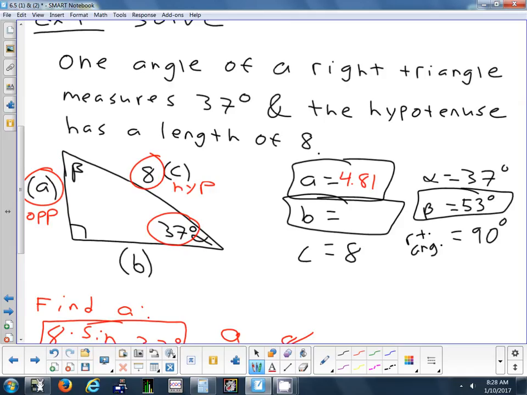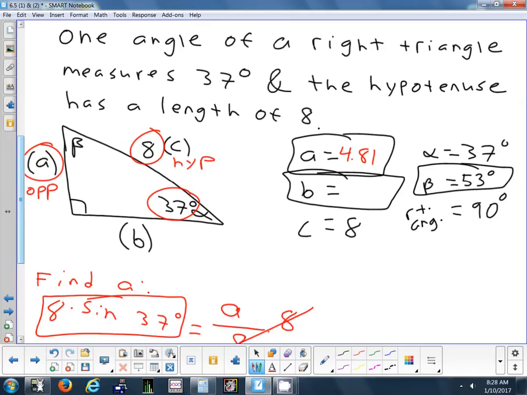Now I've got A and I've got C. So technically I could use the Pythagorean Theorem, right? I'm only missing B. But why am I going to stay away from the Pythagorean Theorem? At least to find B. Maybe I could use it when I'm done if I want to check my answer.